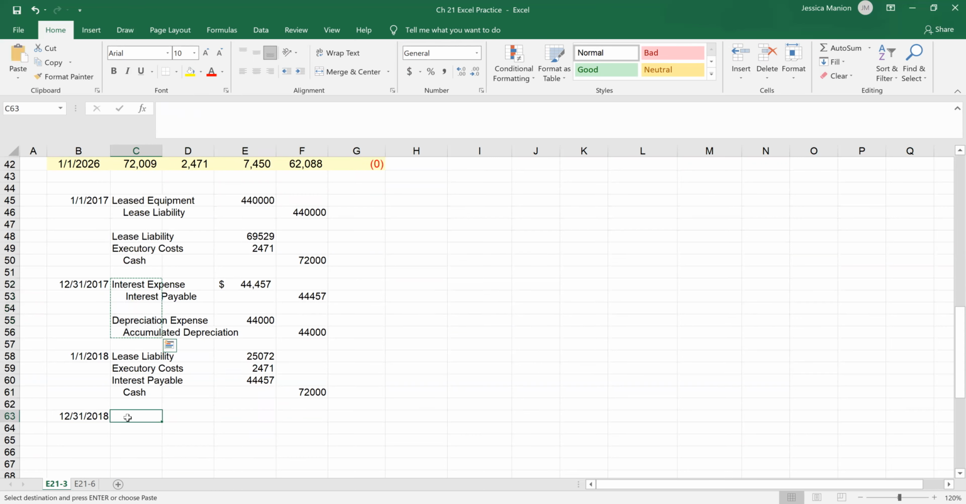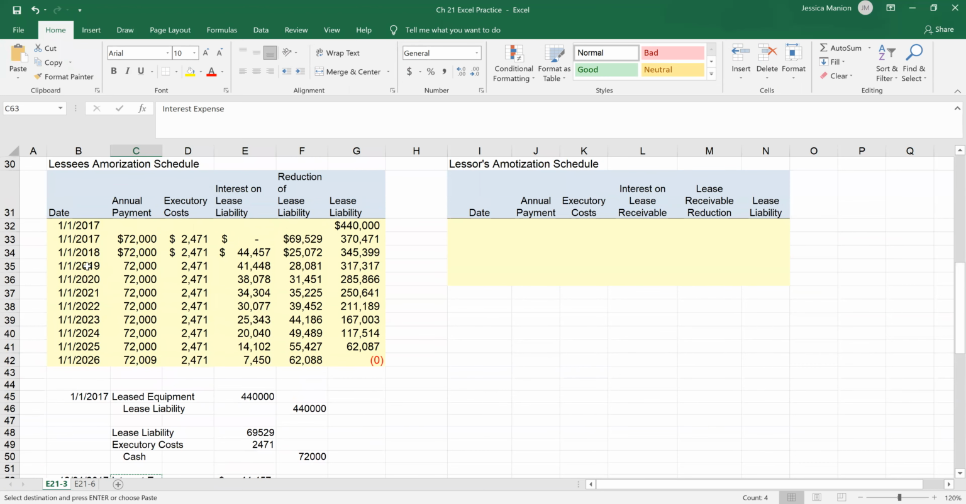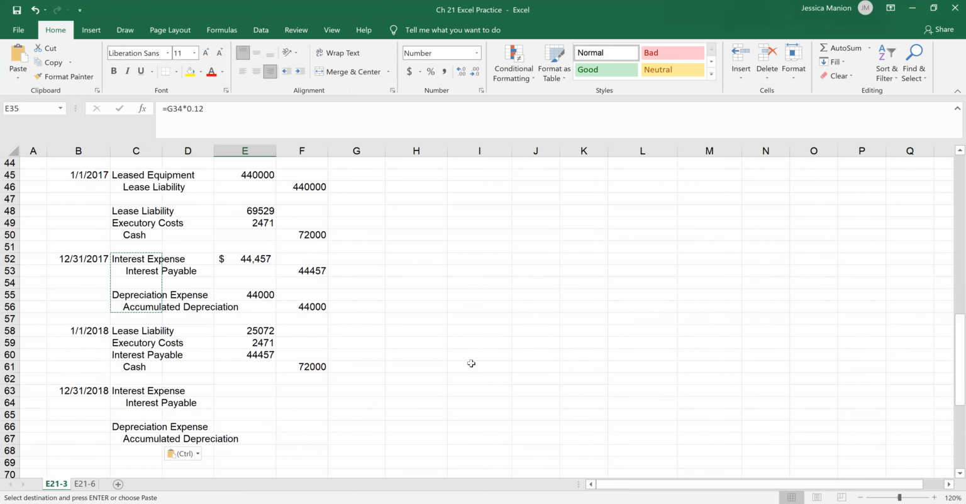So again, just to save time, I'm going to copy and paste. The interest expense, however, now this is the second year of interest. So here are the numbers for our second year of interest. So our interest liability in 2018, 41,448.